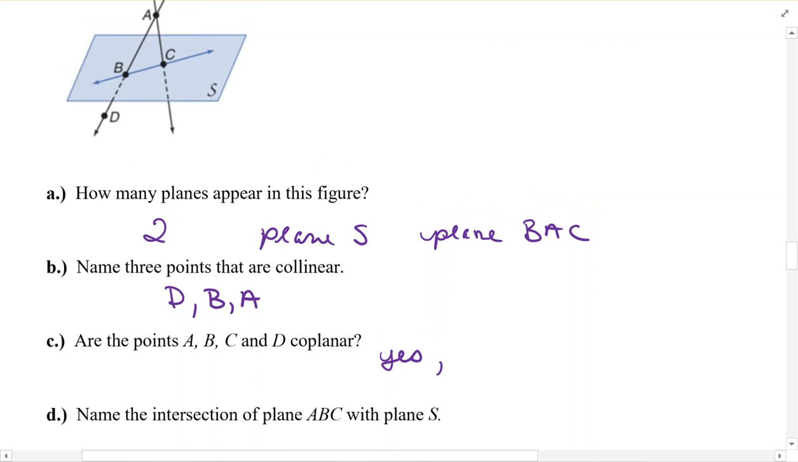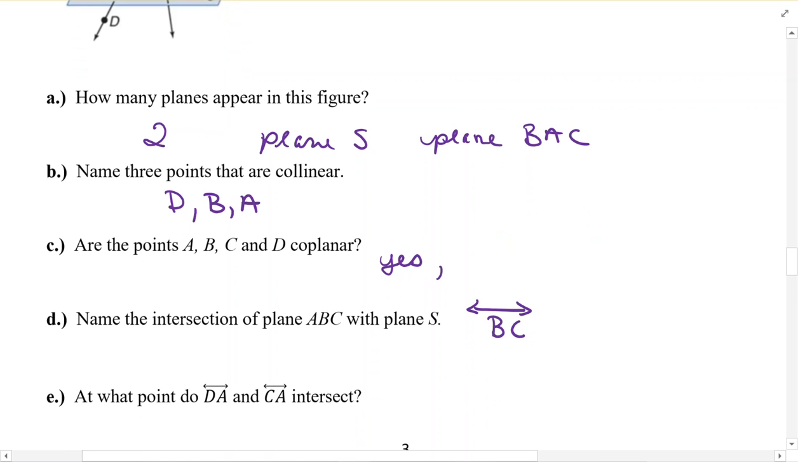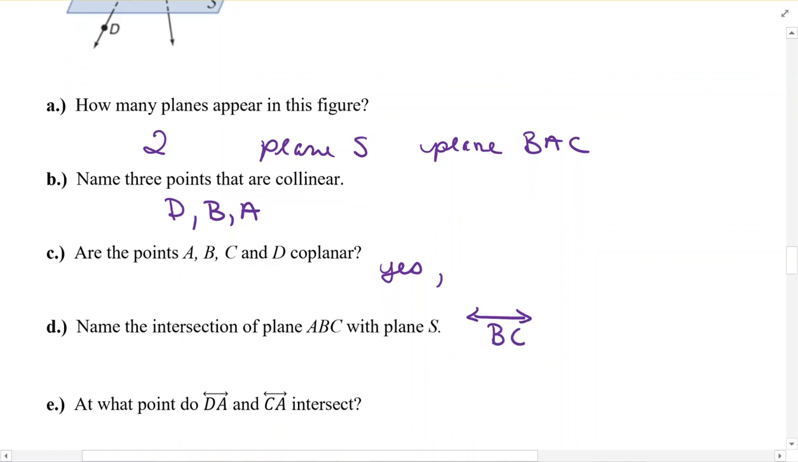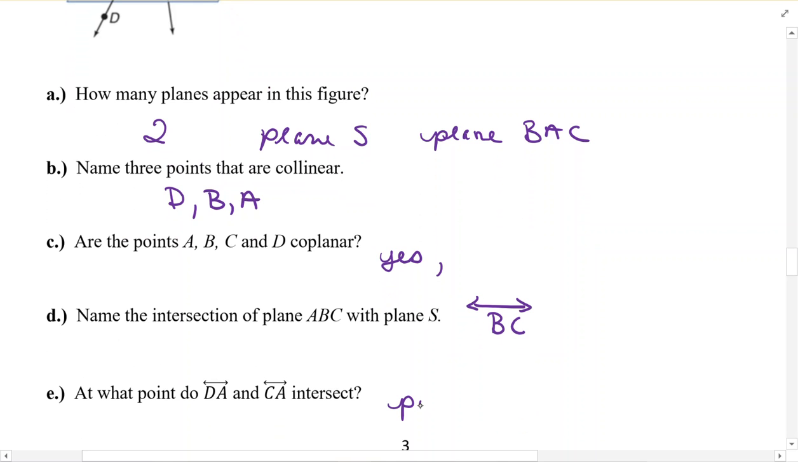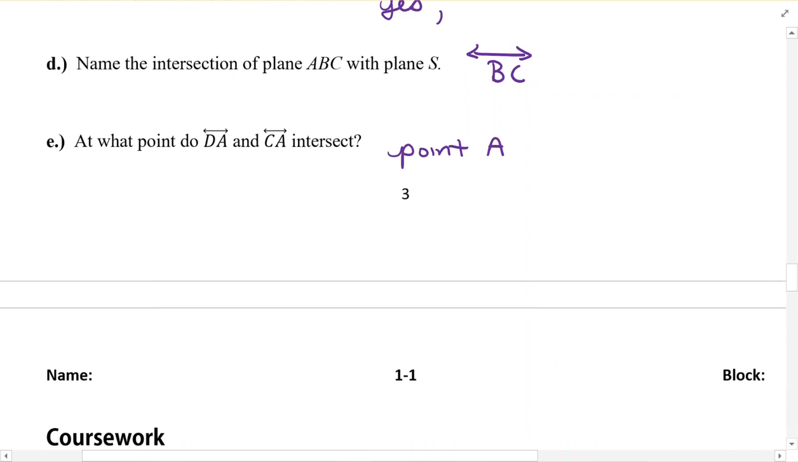Name the intersection of plane ABC with plane S. Remember, two planes always intersect in a line, so it would be line BC. The last question asks, at what point do DA and CA intersect? And that would be point A. And that concludes lesson 1-1.